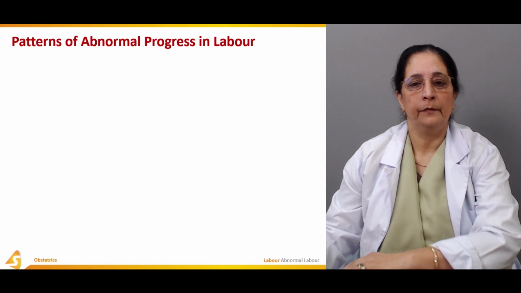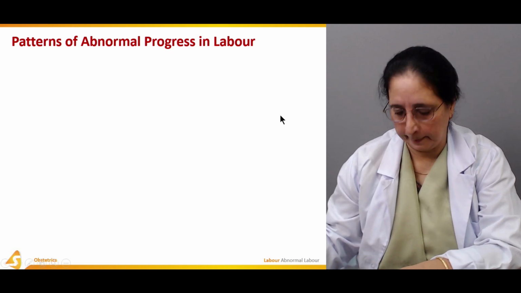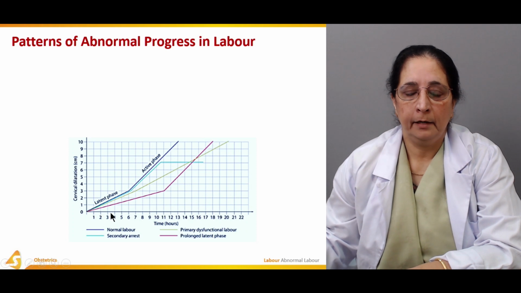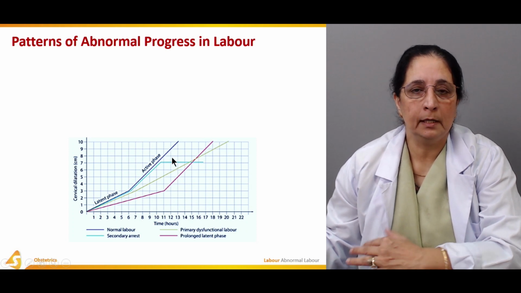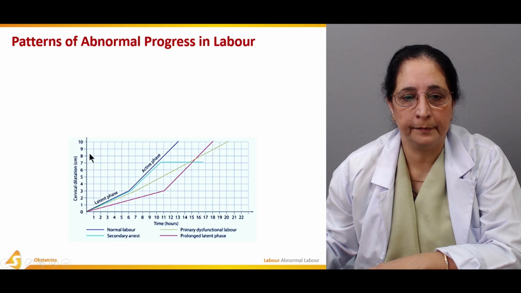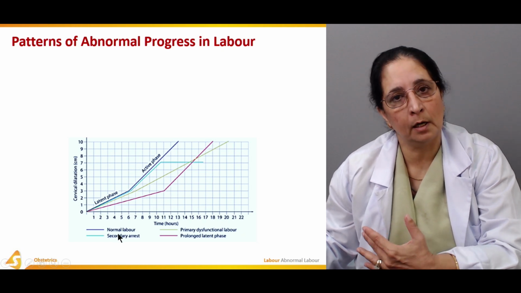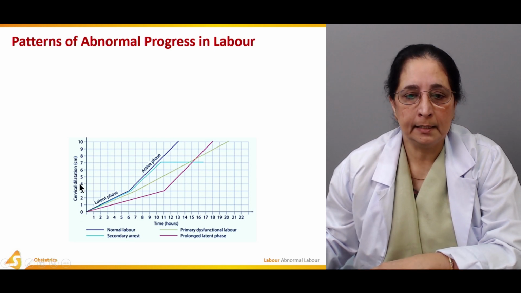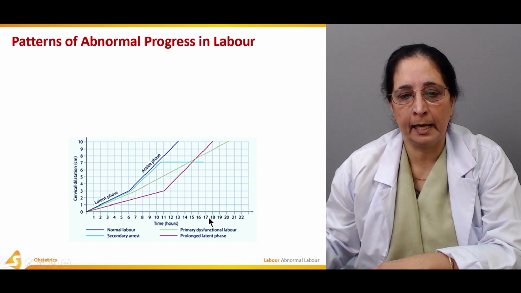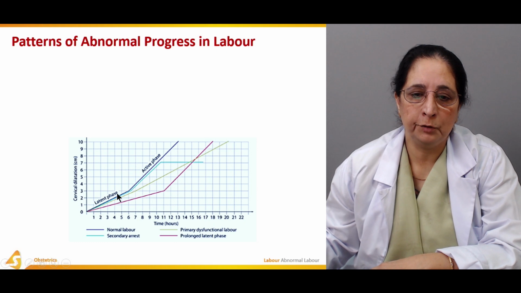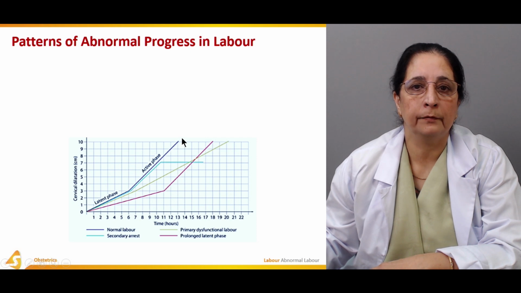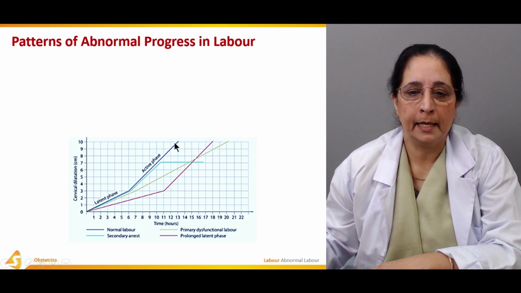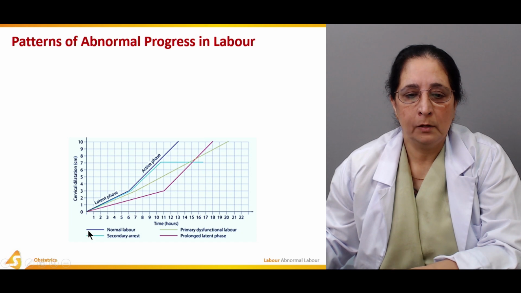Pattern of abnormal progress in labor. Here, this is a very good graphic description of normal labor and some different abnormal labors. This is the cervical dilation, and then we have the time of the labor. This is the normal, in which we have the latent phase and then the active phase of the labor. Normal labor.